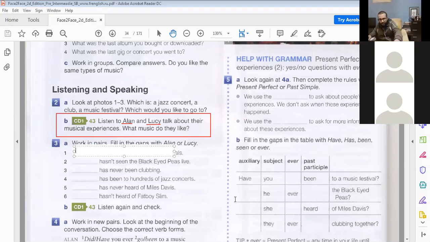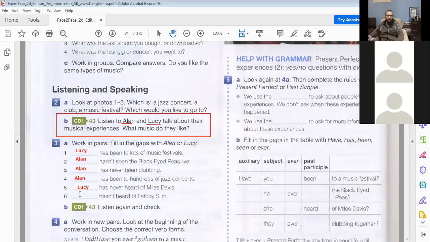And who hasn't seen the Black Eyed Peas live? Alan. Alan hasn't seen them. Okay, who has never been clubbing? Alan. Okay. And who has been to hundreds of jazz concerts? Alan. All right. And who has never heard of Miles Davis? Lucy. What about number 6?